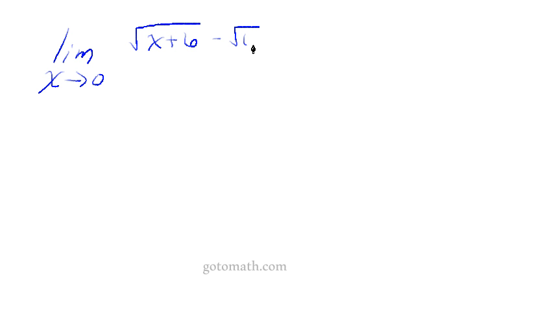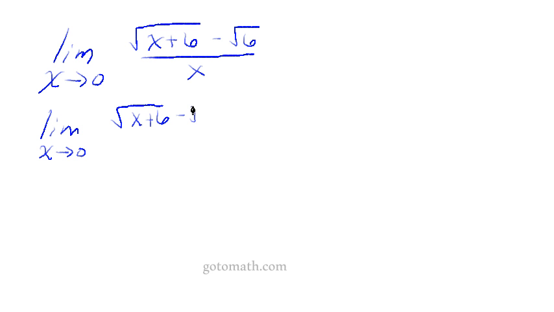All right, so we have the limit as x approaches 0 of the square root of x plus 6 minus the square root of 6, and it's all over x. So we're going to multiply the numerator by what's called its conjugate. That's what they call it. And this is how it's going to work. It's real simple. Even a third grader can do it.